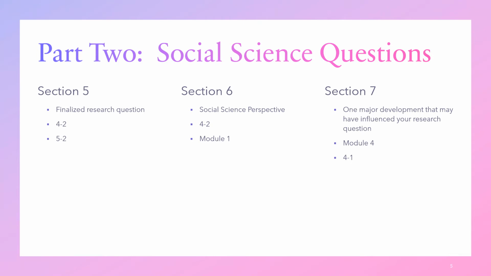For section 6, you are going to discuss how you used a social science perspective to develop your research question. You discussed this in the 4-2 assignment. As a refresher, our main perspectives are psychology, sociology, and anthropology. You can revisit Module 1 if you're not sure what those perspectives are.